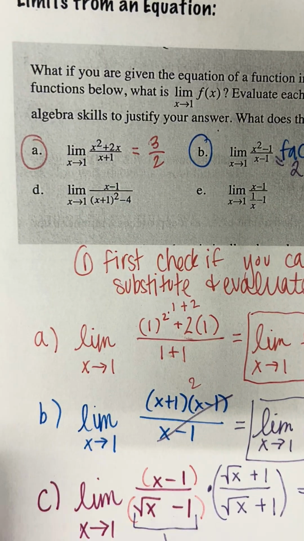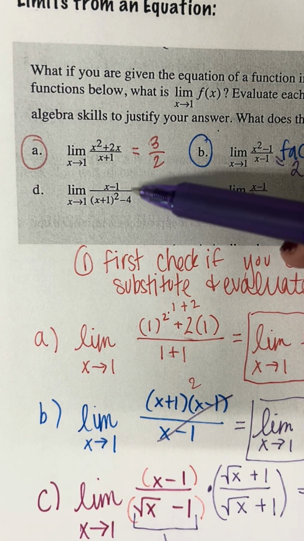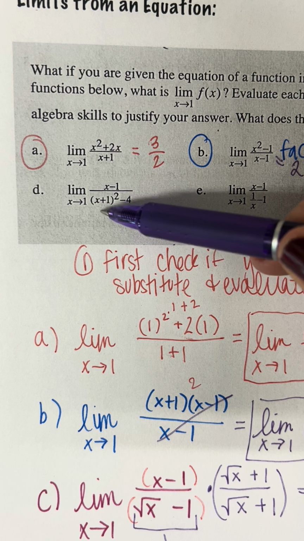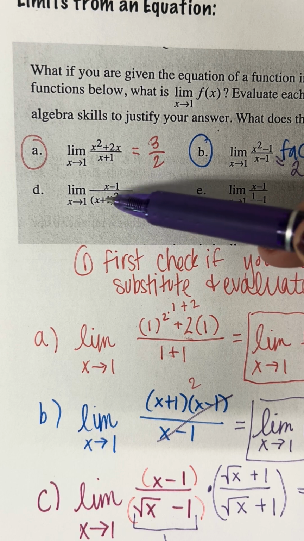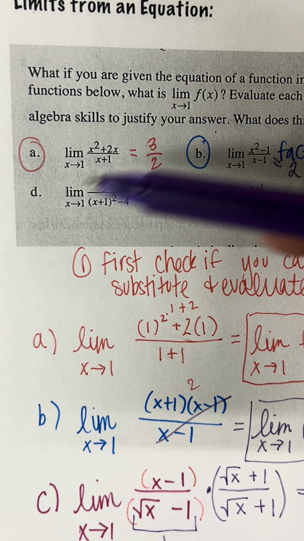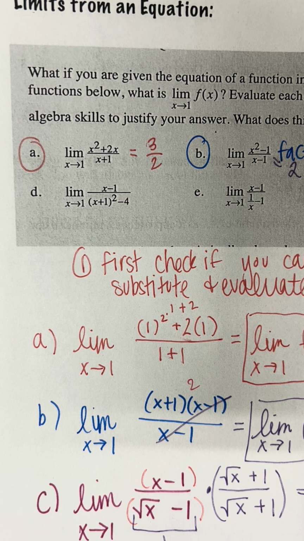All right, we got a lot going on, letter D. X minus 1, that's fine. I'd get 0 in the numerator. That would be A-okay. When I plug in 1 in the bottom, 1 plus 1 is 2, 2 squared is 4, and 4 minus 4 is 0. Uh-oh, that's going to make it undefined. So I am going to have to manipulate this denominator.